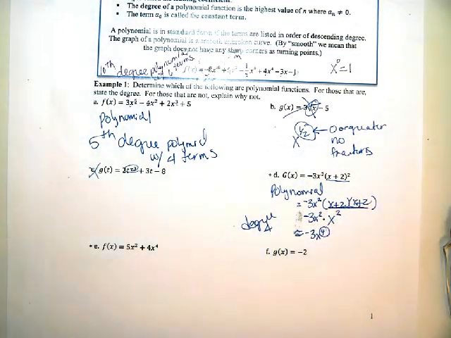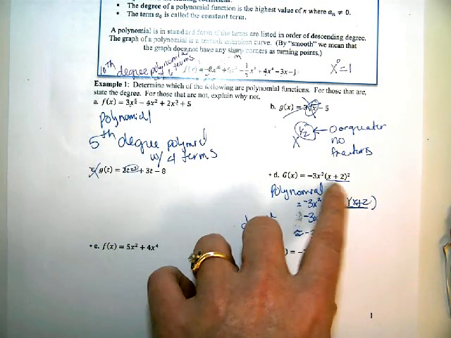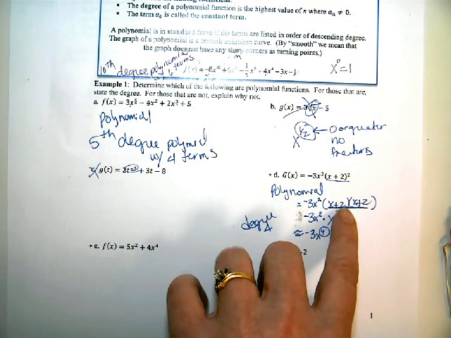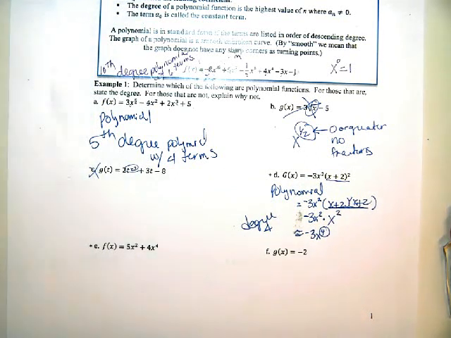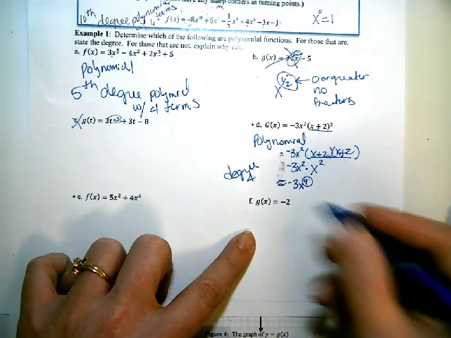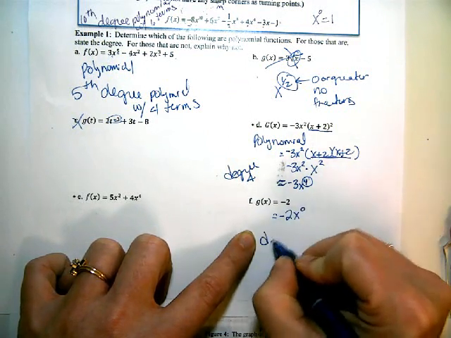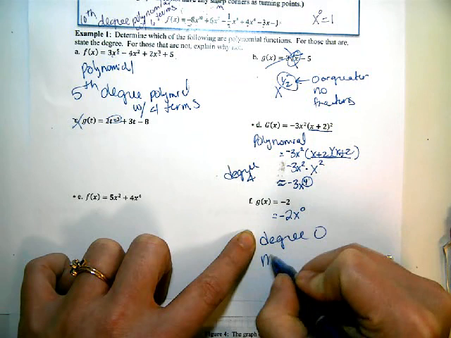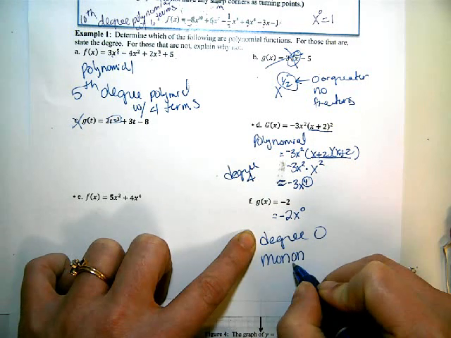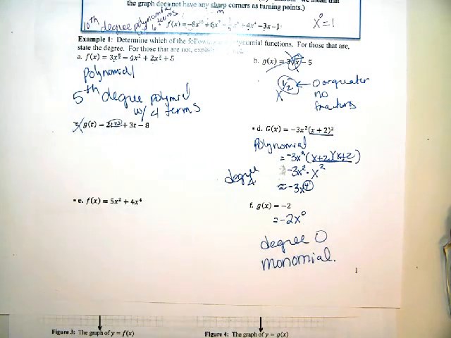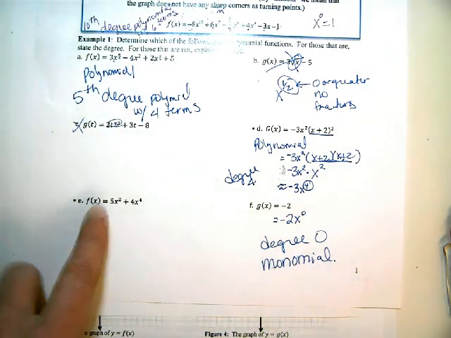You are welcome to either take this out of factored form, because this is in factored form, by doing all of the work and then figuring out which is the highest degree, or do some mental math on it to figure out what the highest degree is. I'll hit the F next because it's closer. You can think of this as negative 2x to the 0, so this is a degree 0, also called a monomial. So one-termed degree 0 monomial.